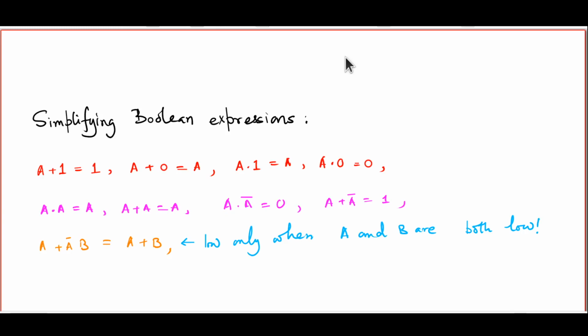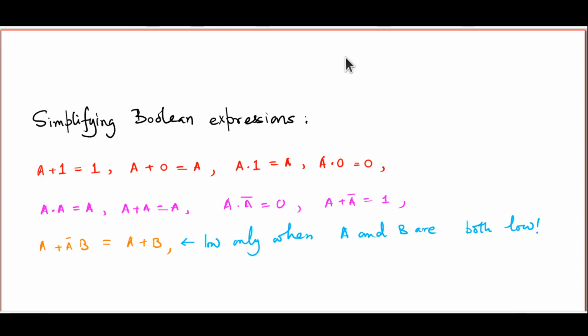Now, why is this true? Well, if A is high, then A or A bar and B is high automatically. So, the truth of the statement is automatically established when A is true. So, what if A is false? If A is false, then A bar of course is true, and A or A bar and B basically becomes 0 or 1 and B. So it just becomes B.